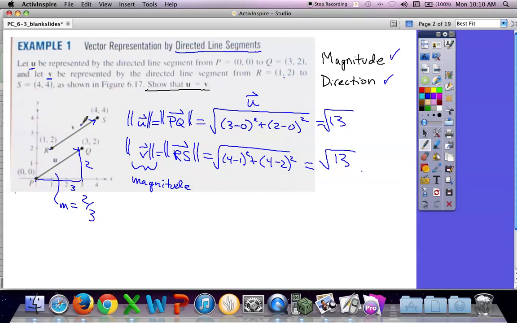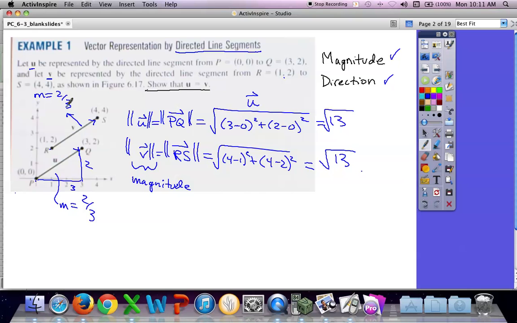What about this one on top? 2 over 3 again, right? 2/3. So by checking the slope, we could say, yeah, they have the same direction too. So the only thing needed for these to be equal vectors, for u to equal v, is that they have to have the same size and direction.